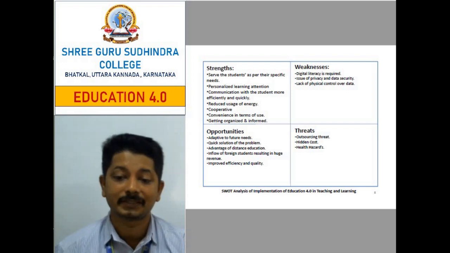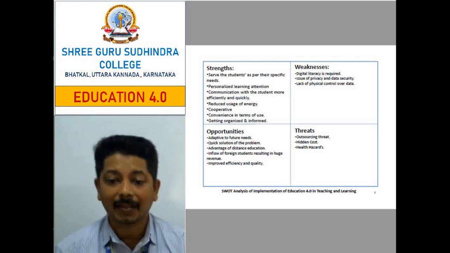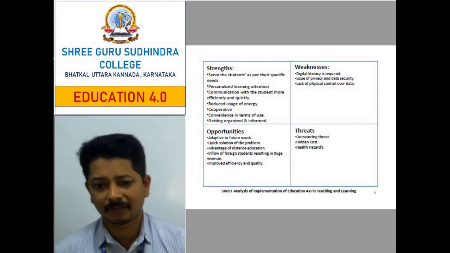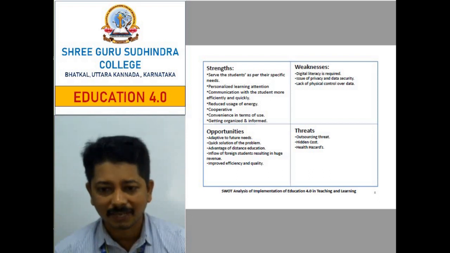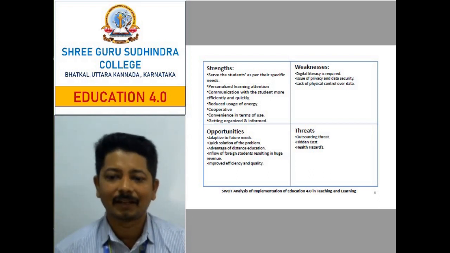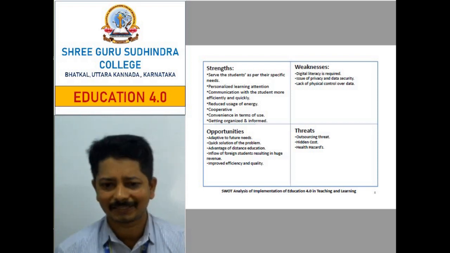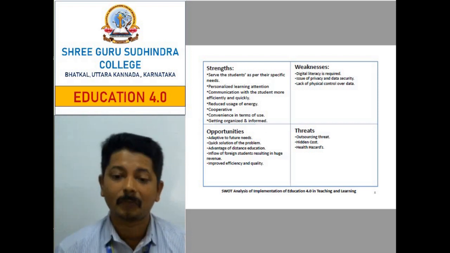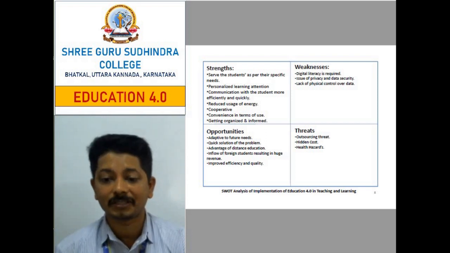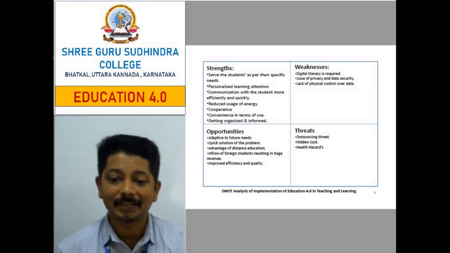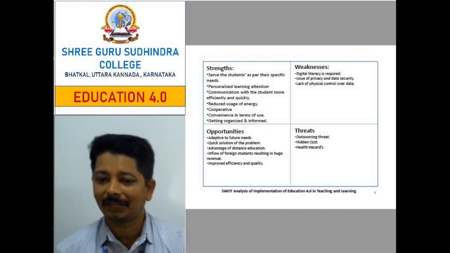And inflow of foreign students resulting in huge revenue. Education 4.0 helps to get foreign students. Most of the universities must have foreign students as per the UGC norms. And if you get foreign students, the institution can also generate revenue very easily. For such conditions, it is very useful. And finally, improved efficiency and quality. The ultimate goal of every education or educationist is to improve efficiency and quality. This 4.0 helps to improve the efficiency and quality of education, especially teachers' efficiency and quality. That benefits the learner.